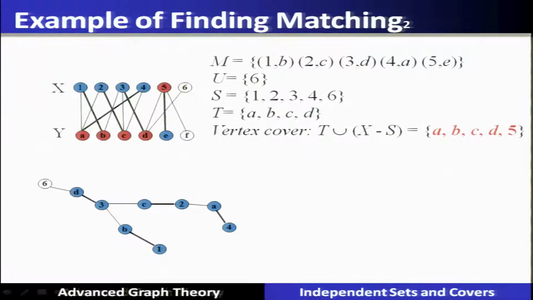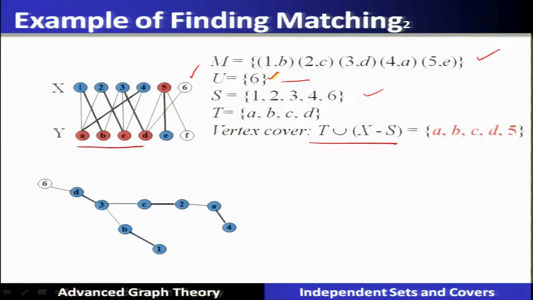Now, at the end we have only the remaining unsaturated node, that is node number 6, and this is the matching which is shown here in dark color, and S is basically the set of vertices which is saturated by these edges. Since 6 cannot be included, why? Because we cannot find an augmenting path. So, here we terminate. When we terminate, the vertex cover will be T union X minus S.